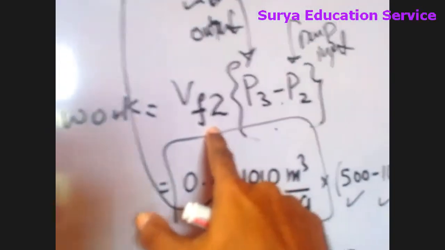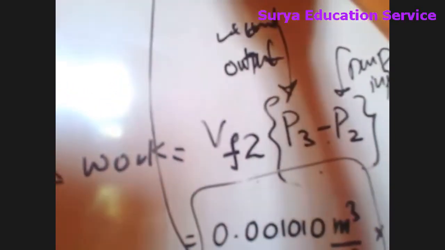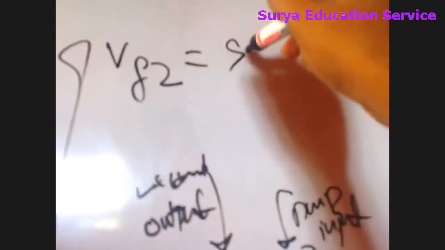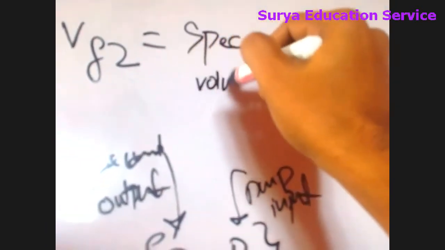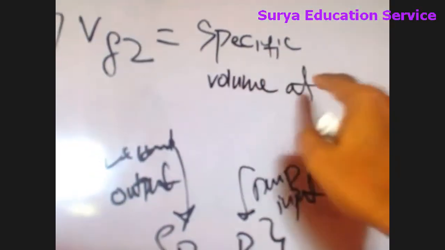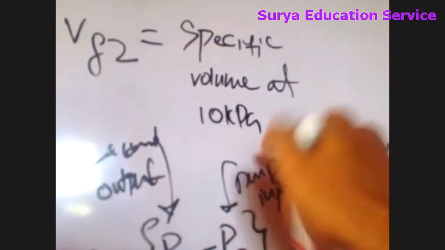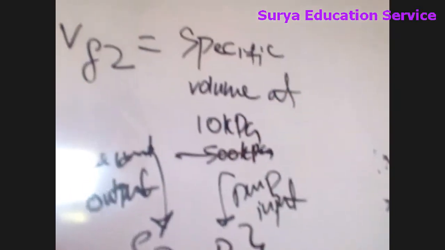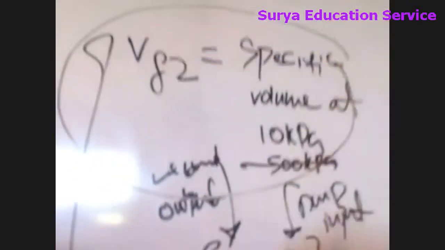Now here I told you, you need to calculate something called Vf2, right? This Vf2 means the specific volume at, be very careful, this must be the specific volume at 10 kPa. It is not 500 kPa. Be very careful. Specific volume at 10 kPa. You can find this from the saturated water pressure table.